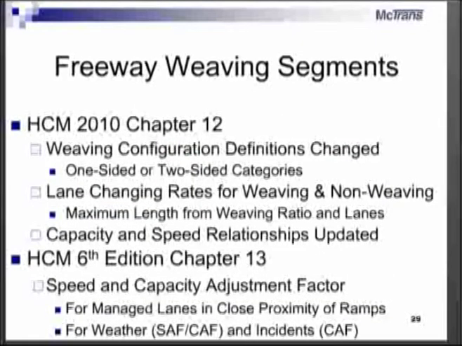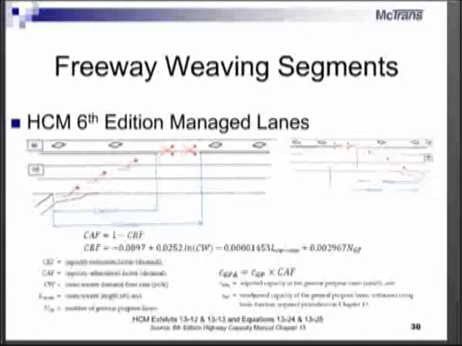I'll show you this managed lanes modeling the crossweave. Let me just describe that. You may have vehicles getting on an on-ramp and then weaving across the general purpose lanes to make their way to the managed lanes. That crossweave obviously reduces capacity, so that capacity reduction factor is shown at the middle of the slide to estimate that reduction in capacity.